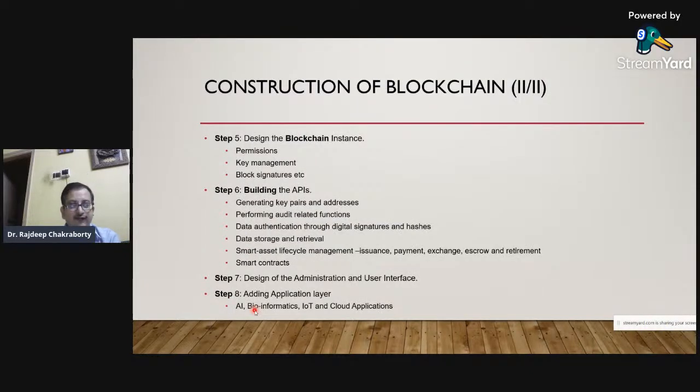Now in step 5, design the blockchain instance, that is, whether it should be permissioned or permissionless, private or public. Key management must be there, block signature, etc. Then building the API. An API is the programs that will access your blockchain and give a result on that basis. In step 7 we have the design of the administration and user interface, and finally in the application layer we can add AI, bioinformatics, IoT and cloud applications in the blockchain.